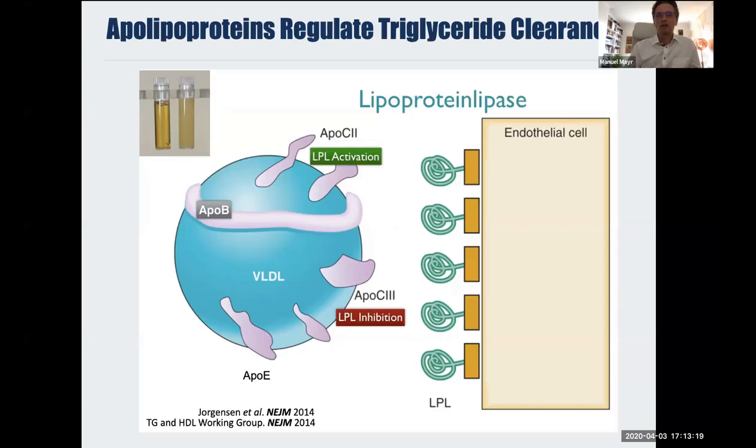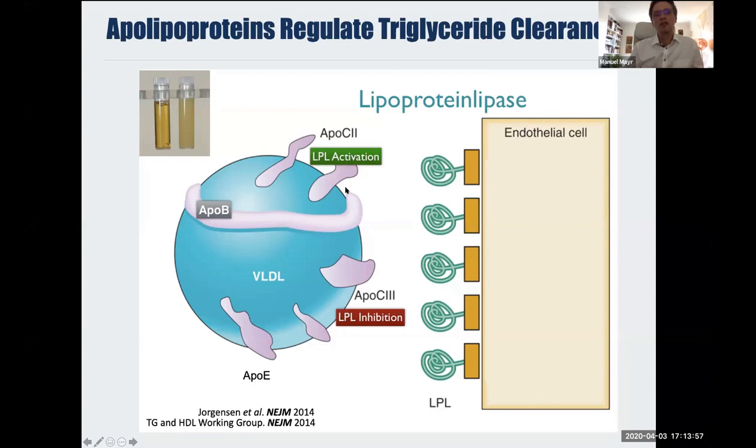Now, what do these apolipoproteins do? So this is a simple scheme again of a very low-density lipoprotein. It has ApoB 100 as an integral membrane protein, but then it has associated apolipoproteins, and that includes apolipoprotein E, ApoC2, and ApoC3. Apolipoprotein E is required for the uptake in the liver. Apolipoprotein C2 and C3 are activators and inhibitors of an enzyme called lipoprotein lipase. And lipoprotein lipase sits on the surface of endothelial cells. And when it gets in contact with the triglyceride-rich lipoproteins, it hydrolyzes the triglycerides.